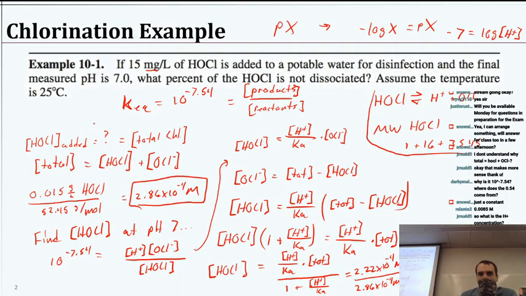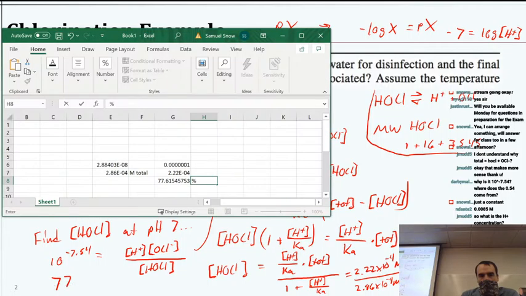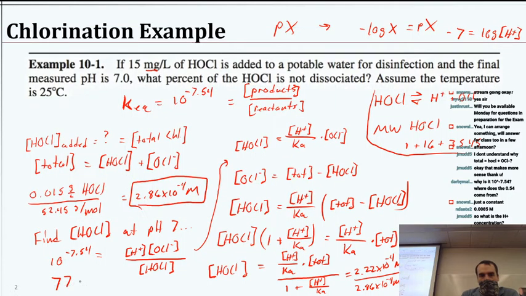Because that part's not going to show, my face is in the way. What was it, 77.6? Okay. Oops. Sorry, having trouble finding my cursor. There we go.